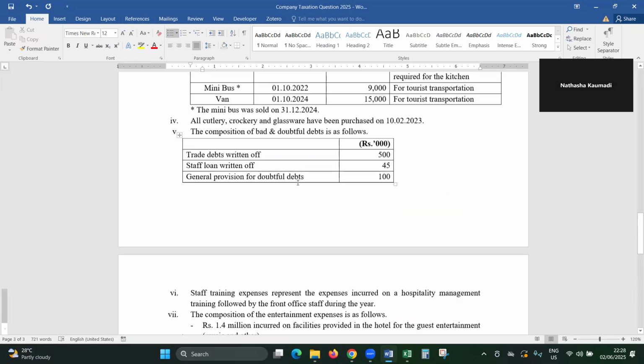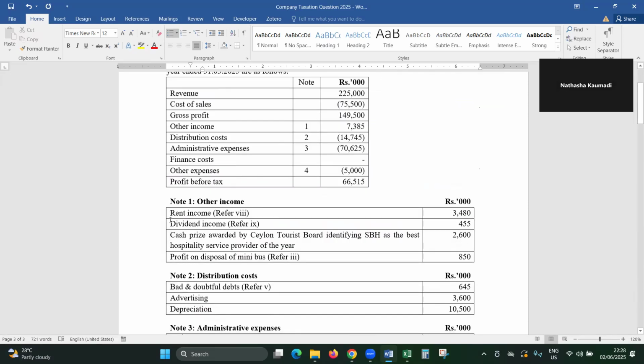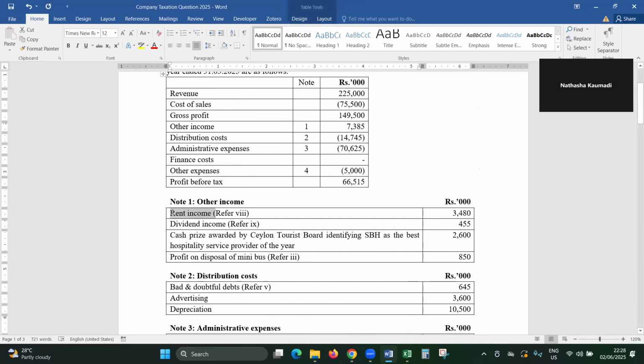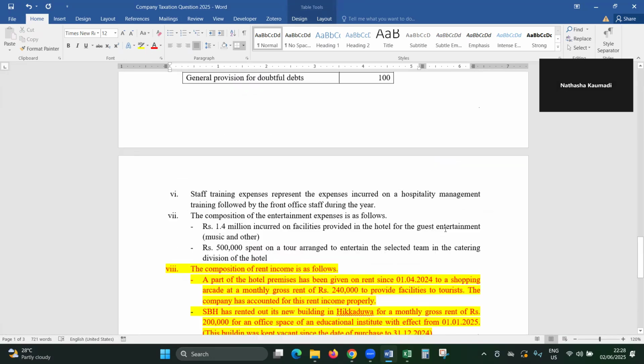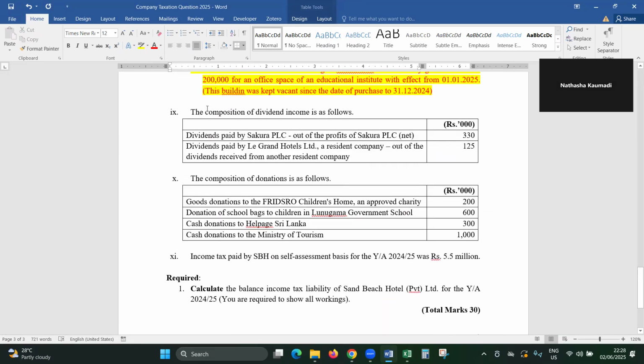That's done. Okay, that is done. So that is about this rent income. Likewise, you also can cut down, mark those done areas. And then you have dividend income, point number 9, 455 dividend income. Where's point number 9? See here, point number 9, dividend income.